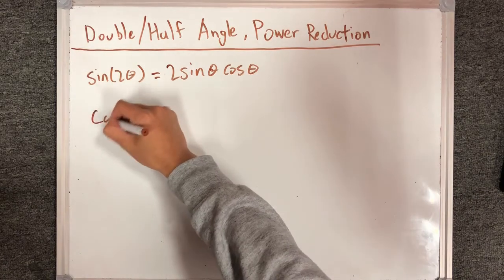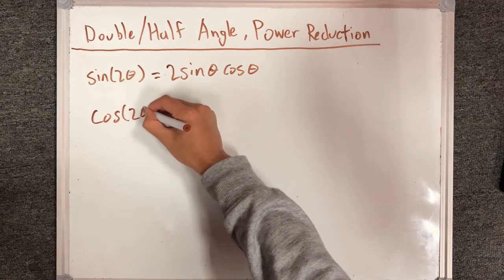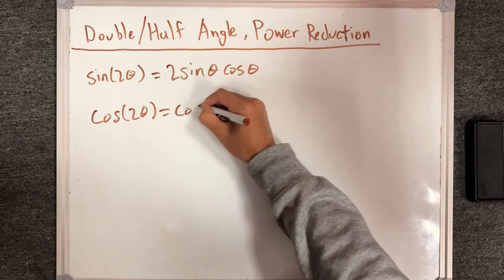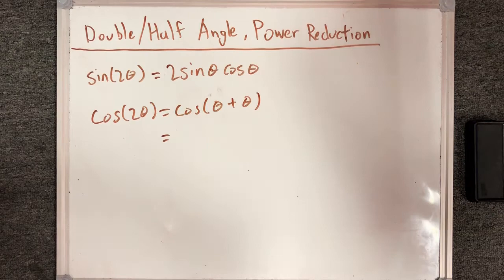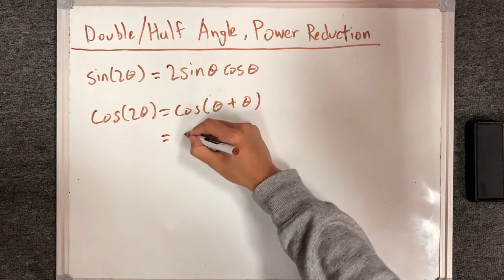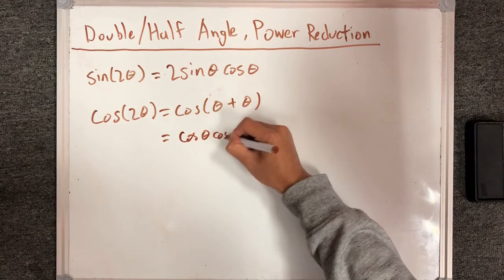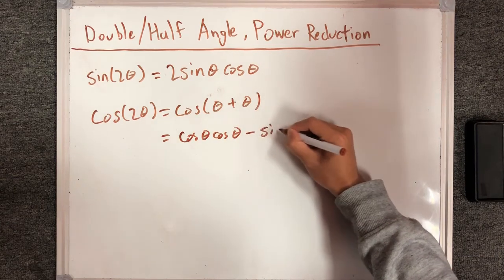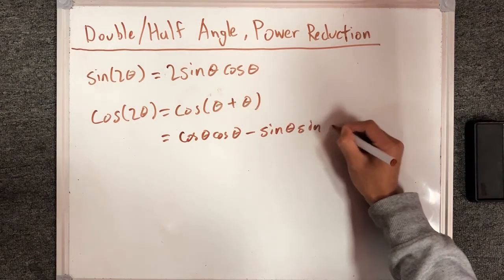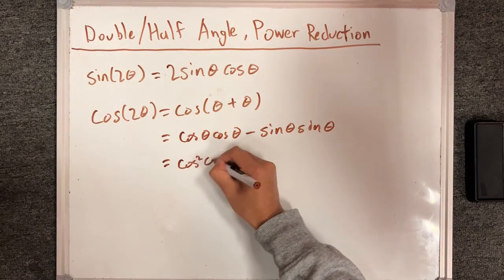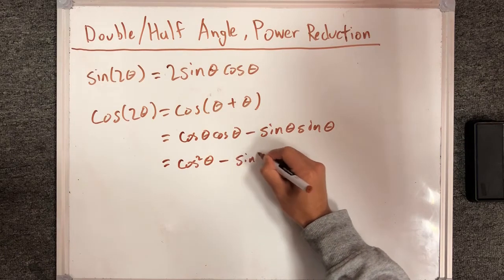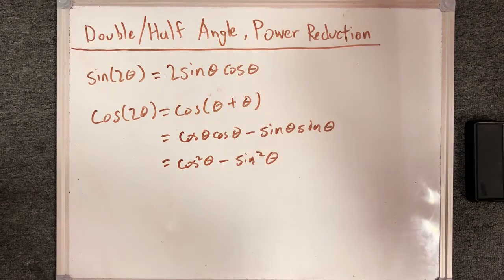Now, for cosine 2 theta, I can do exactly what I did for sine and rewrite this as cosine of theta plus theta. Now remember, cosine of a plus b was cosine cosine minus sine sine, so this is going to be cosine theta cosine theta minus sine theta sine theta. This is cosine squared theta minus sine squared theta. This is the first form of double angle for cosine.